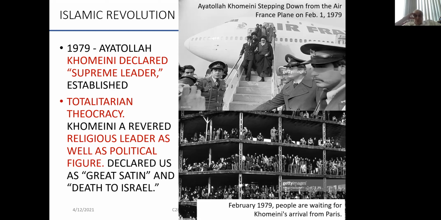There was this amazing moment of Khomeini stepping down the Air France plane with zillions of people waiting for his arrival from Paris. It was an amazing moment. Using audio tapes and inspirational language, Khomeini overthrew this extraordinarily powerful Shah of Iran, contrary to Bill and all the other predictions from the West.